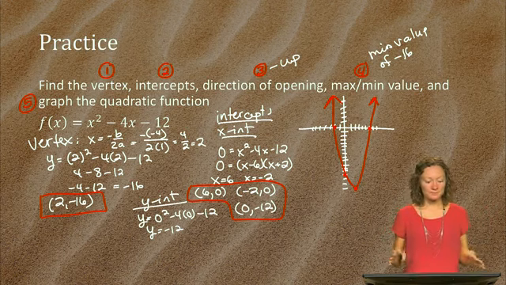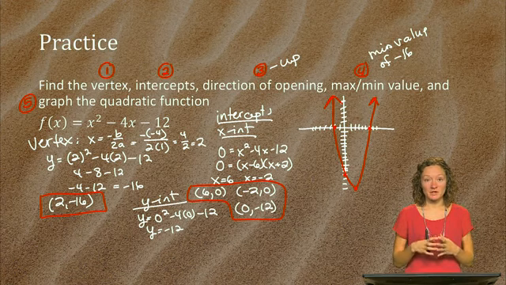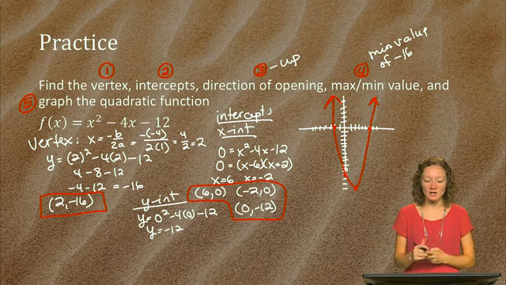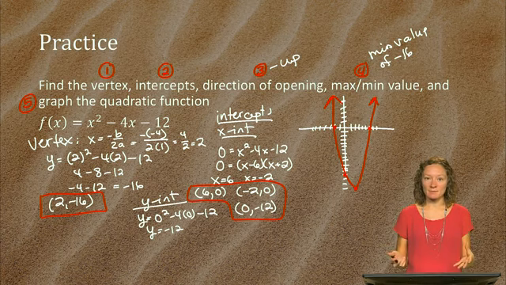So to review, everything in this section was, we looked at all 5 of them on every problem, but you may only be asked about individual pieces for specific problems that you're looking at. So vertex, intercepts, which was not too much of a new concept here. Direction of opening, pretty easy to identify, especially from the graph. Max or min value, not too difficult. And then pulling all the pieces together on the graph.